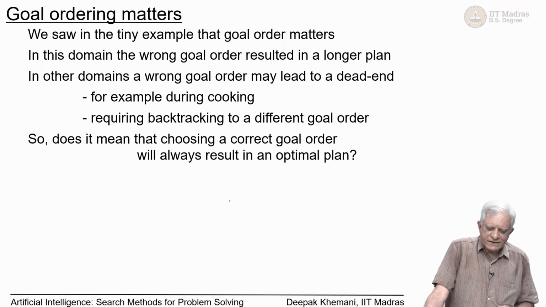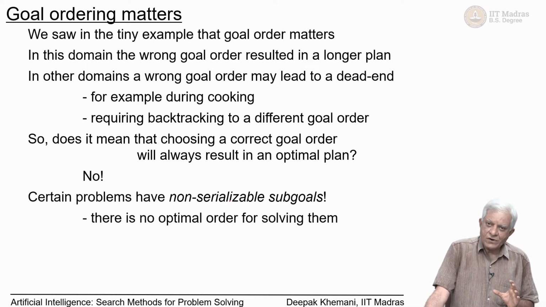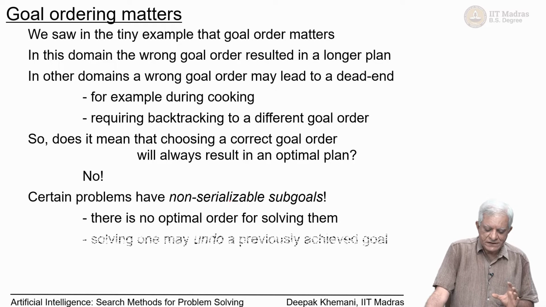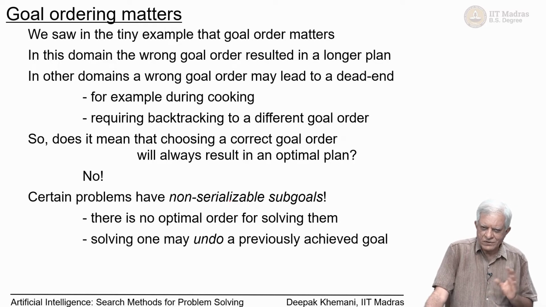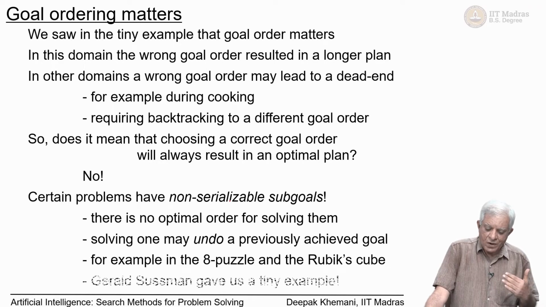So, the question is that if you choose the right goal order, as we saw in the example, does it always result in an optimal plan? The answer sadly is no. Certain problems have non-serializable sub-goals essentially, which means what? It means that the 2 or 3 goals cannot be solved in a serial order. There is no optimal order for solving them essentially. Solving one may undo a previously achieved goal essentially.